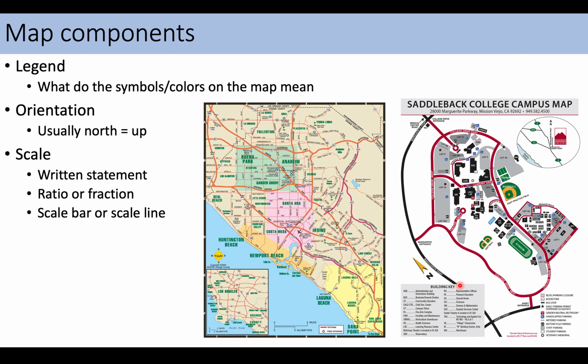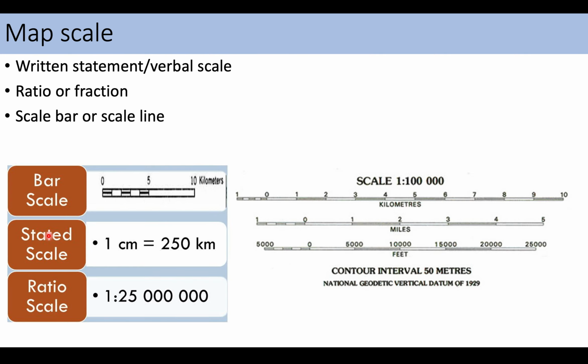And then the last and maybe most important thing on a map is the scale. There are a couple different types of scales. You can have a written statement, a ratio or a fraction, or a scale bar or a scale line. I'm going to show you some examples of what I mean by those.